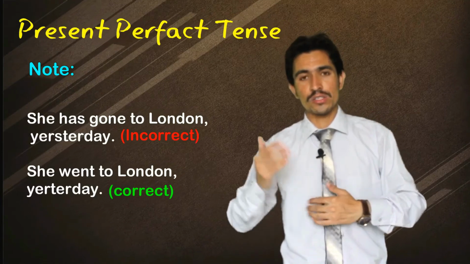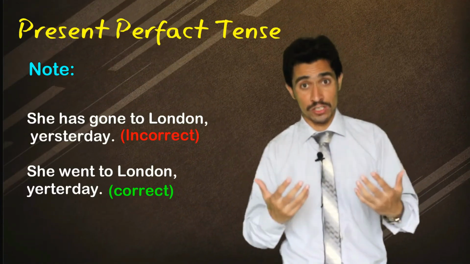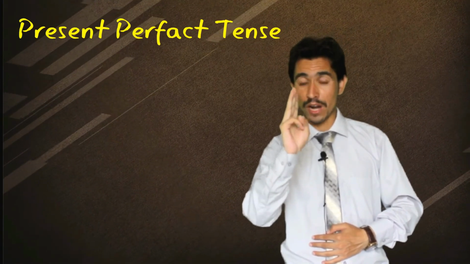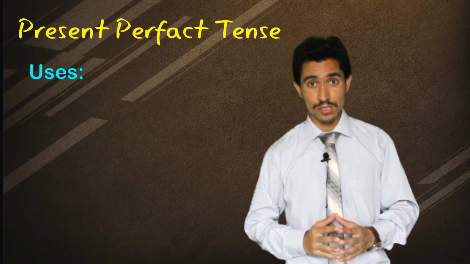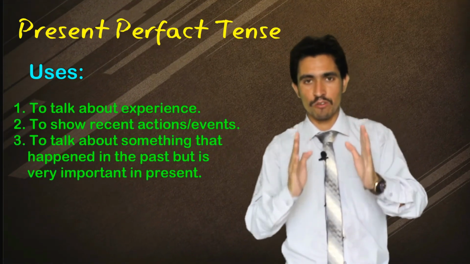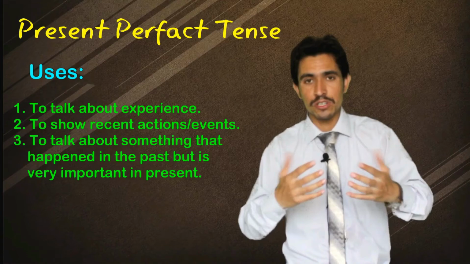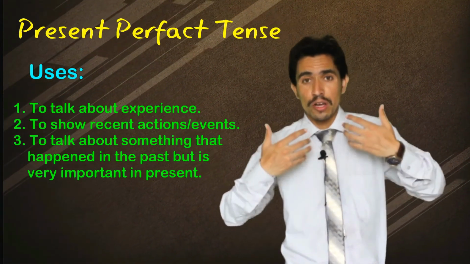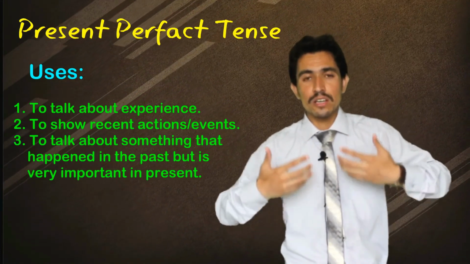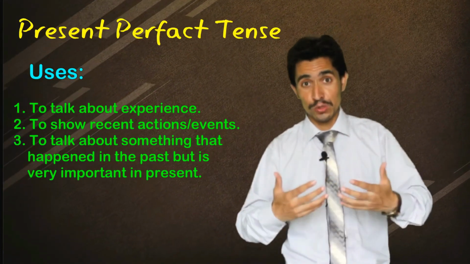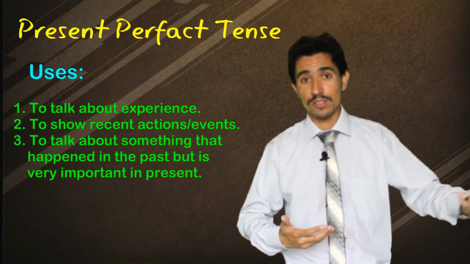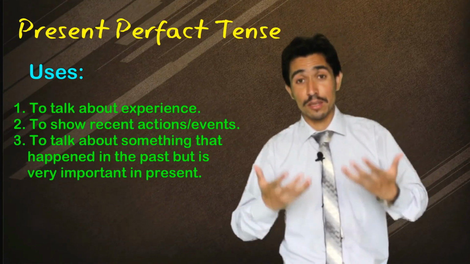So these are some uses of present perfect tense. What have we discussed? We have discussed 3 uses of present perfect tense. The first one is, we use present perfect tense to talk about experience. We use it to show recent actions or events, and we use it to talk about something that happened in the past but is very important in the present. I hope you understood.